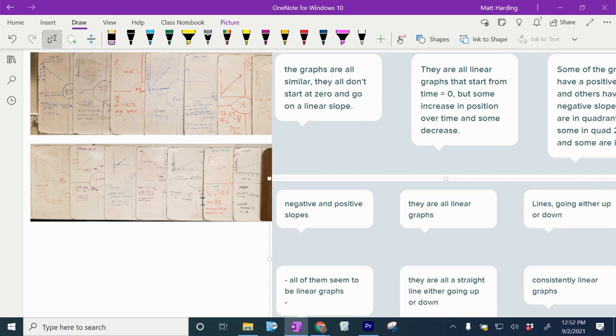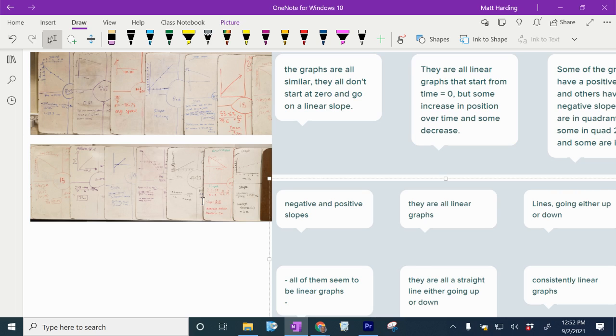So these buggies, the claim that we were investigating was that they all traveled at constant speed. Was there evidence to support that in the data collection? Yeah, what do you think?